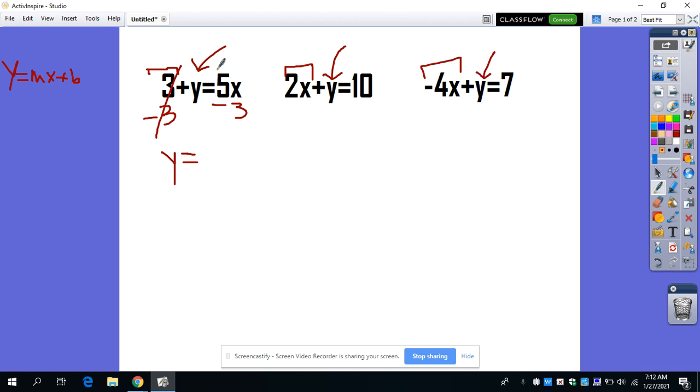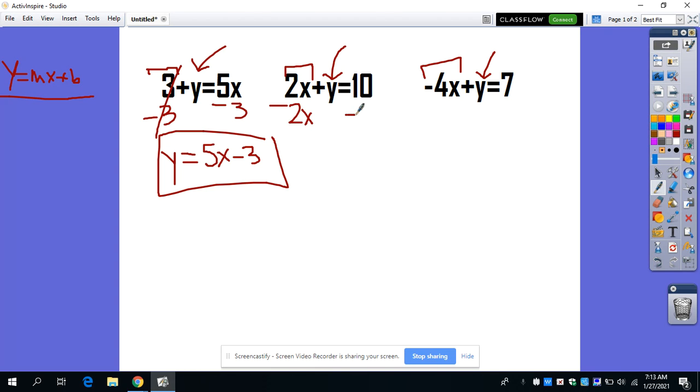Do not combine them. They are not the same terms. Okay, so you have 5x minus 3, and that's how you make it in mx plus b format. Same thing with the next one. Again, I have to get rid of this term here. I'm going to subtract 2x on both sides. Y is equal to, I can't do 10 minus 2x because they're different terms. So I'm just going to bring it down. Don't do more math than you have to.